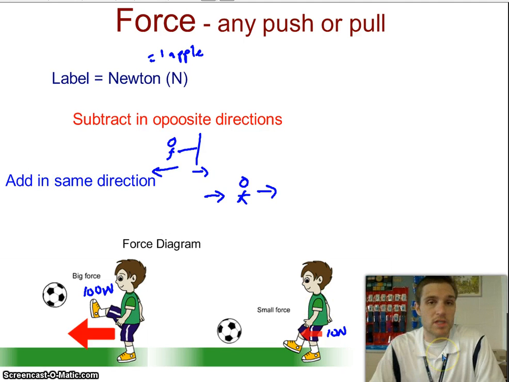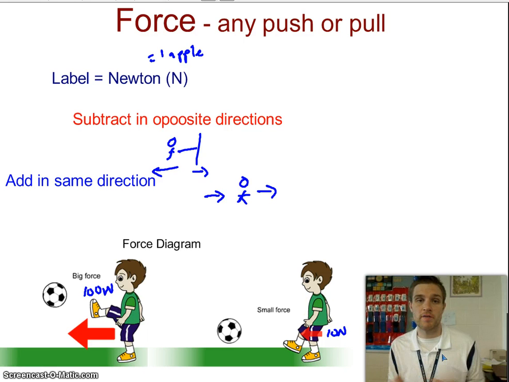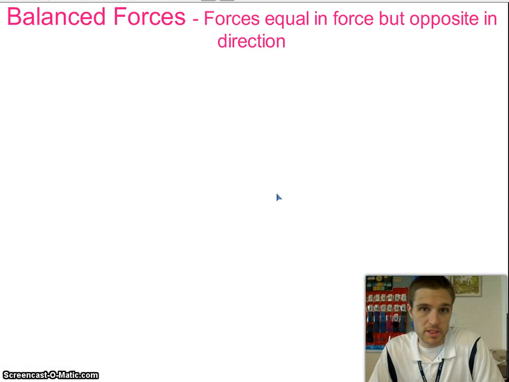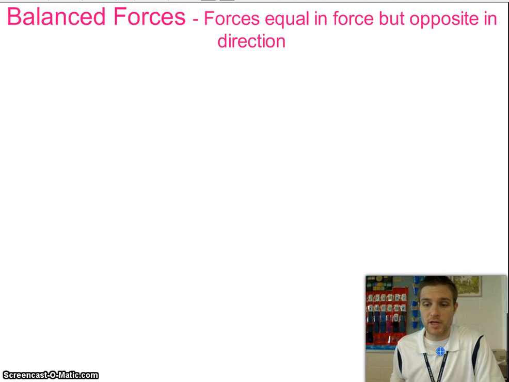So I think writing the actual amount of force happening is very important to force diagrams. If you watched the speed video, you also saw an animation of an airplane doing very similar things. Now the next are balanced forces. These are forces that are equal in force but opposite in direction.